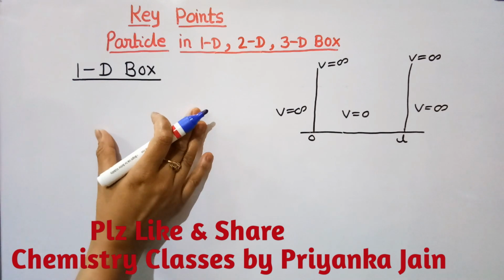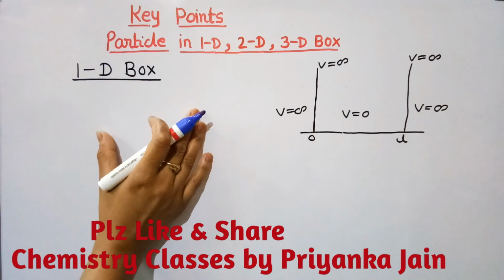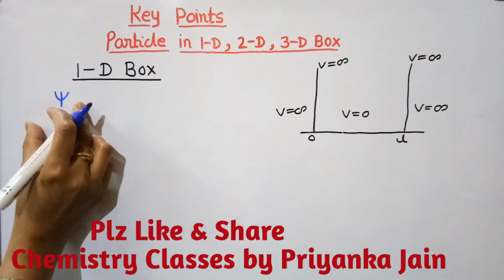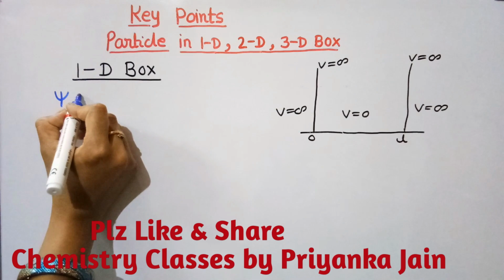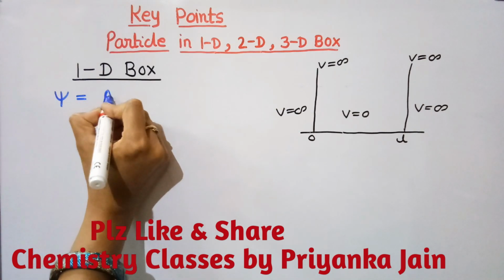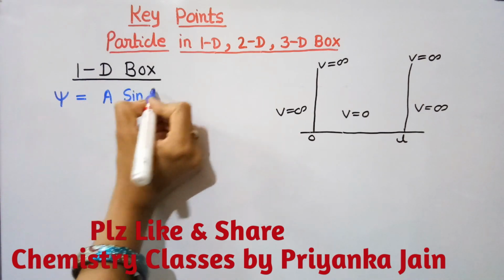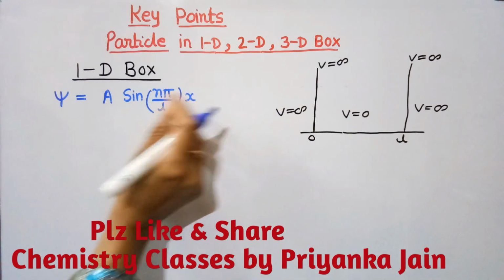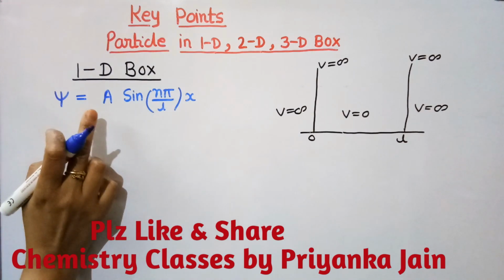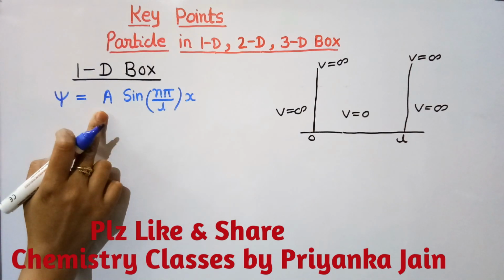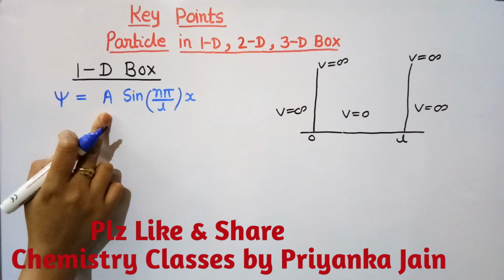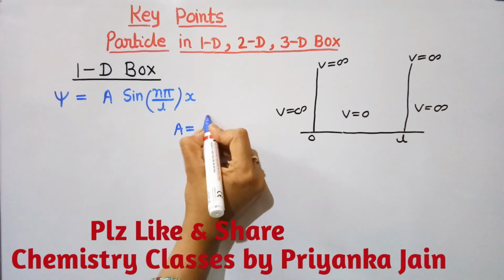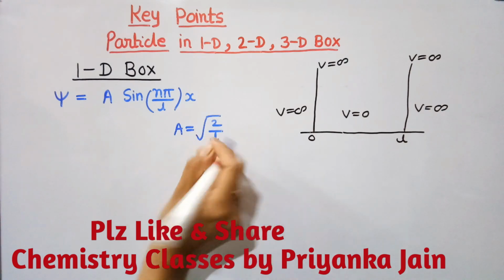Now we are not going into the derivation. For derivation you can see our previous lecture. Here what you have to remember is that the wave function for the particle in 1D box is psi equal to a sin(n pi upon L x). This is unnormalized. If you find out the value of a, I have already told you how to find the normalization constant. If you find it, a is equal to root of 2 upon L. This is the normalization constant.